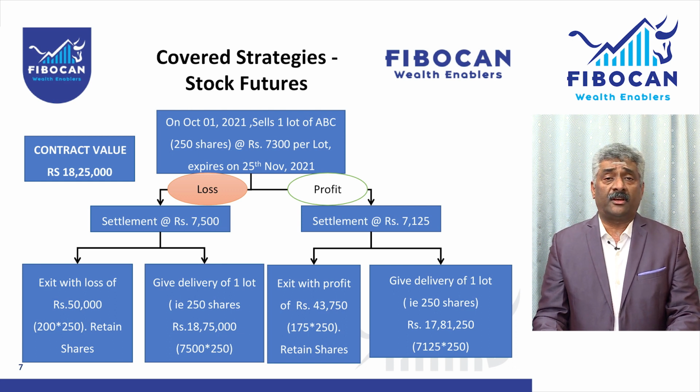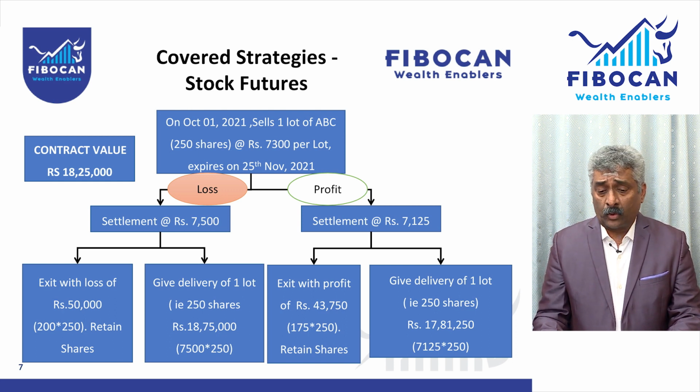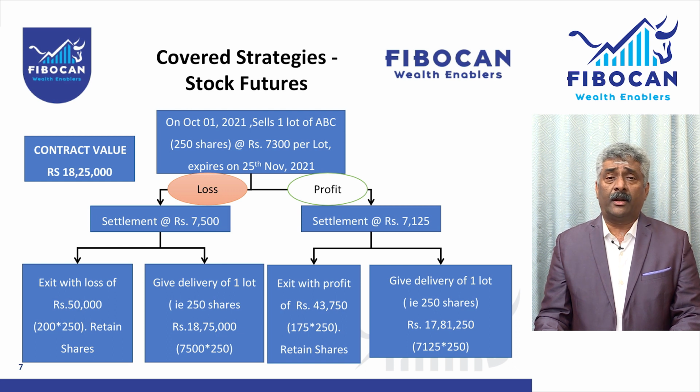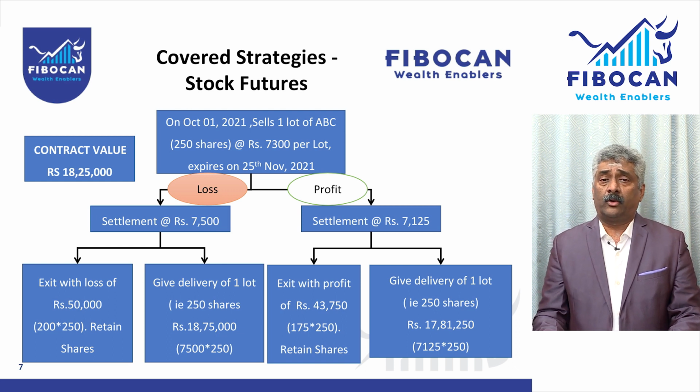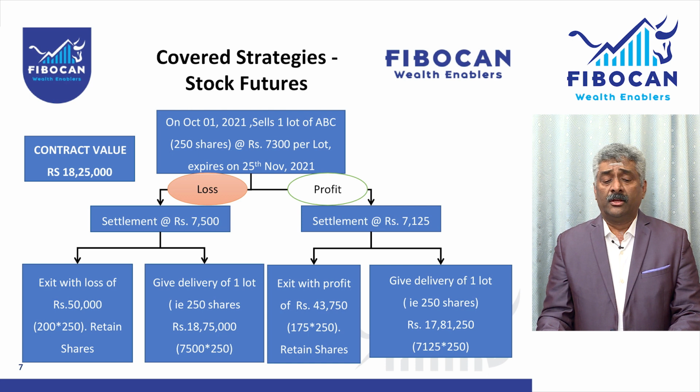Two scenarios again. She is selling at 7,300, thinking that the price will go down. Suppose the price goes up to 7,500. Settlement happens on 25th November at 7,500. What happens? Two things. One, you have to exit the futures with a loss. No choice on that. So what is the loss? 50,000 rupees. How? 200 into 250. How is that 250? 7,500 minus 7,300, into 250. 200 rupees is the difference, loss, right?